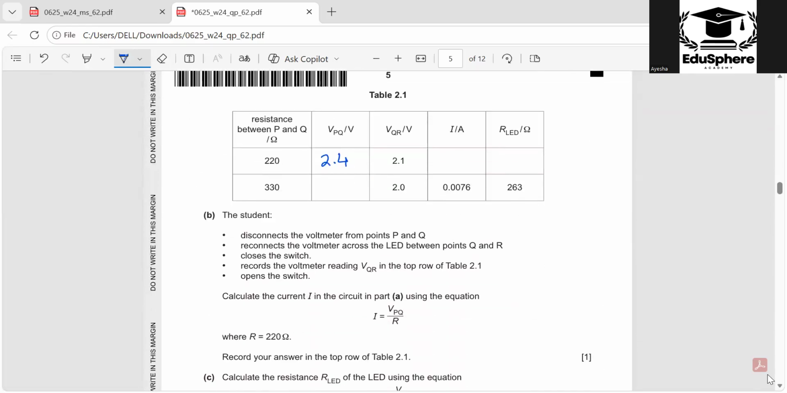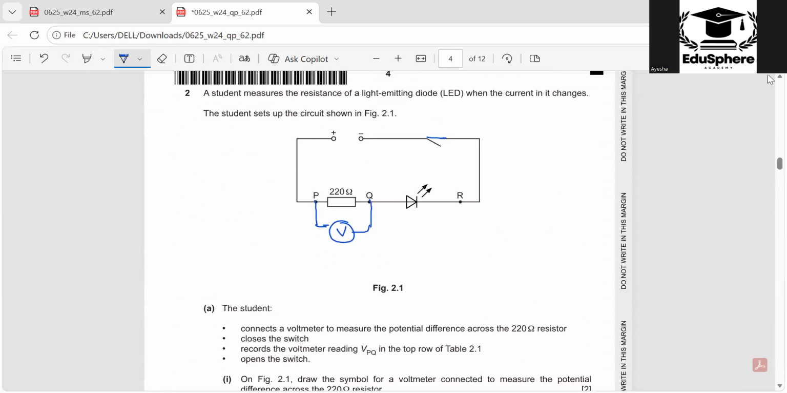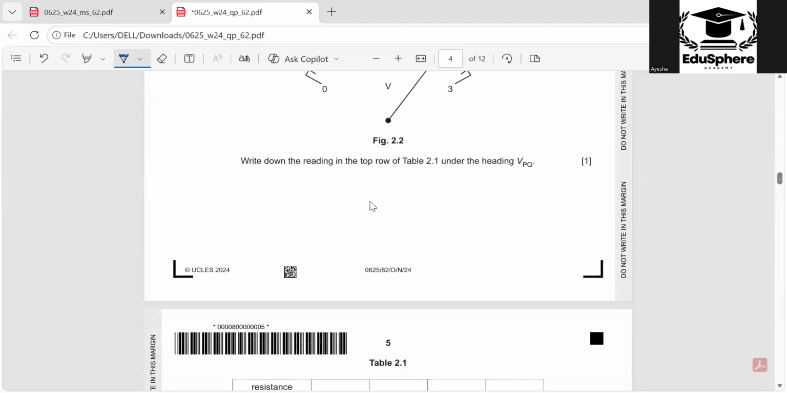Now the student disconnects the voltmeter from P and Q. Then he reconnects the voltmeter across the LED, between the points Q and R. So we can see that here the student disconnects the voltmeter and connects it across the LED between Q and R. This time the voltage will be across Q and R. I'm not drawing it, but I'm explaining that we connect the voltmeter at this point and this point, in the same way the student connected it across P and Q.